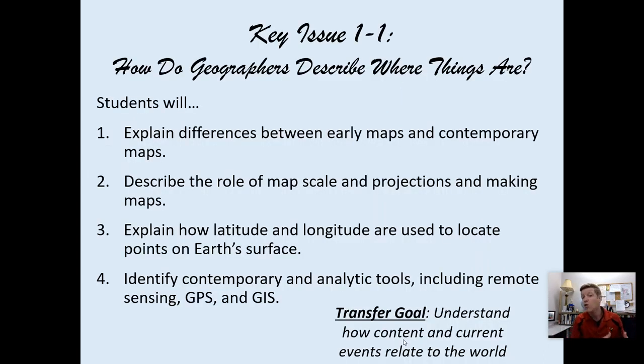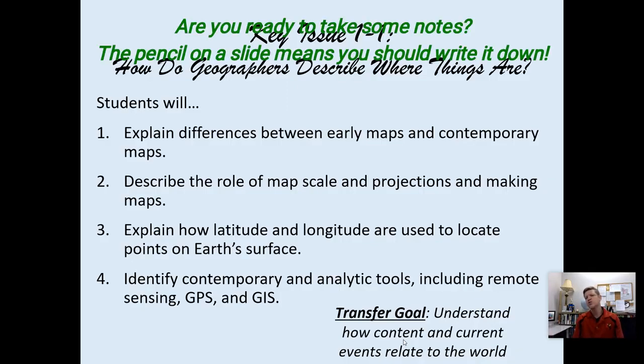So here are our objectives for the day. We're going to explain the differences between early maps and contemporary maps. We're going to describe the role of map scale projection, and also we'll look at the process of making maps both historically and currently. We'll look at how latitude and longitude are used to locate points on the surface of the earth, and then at the end talk about GI science and remote sensing, GPS, GIS, things of that nature, with the transfer goal of understanding how all this content relates to your world. Okay, here we go.